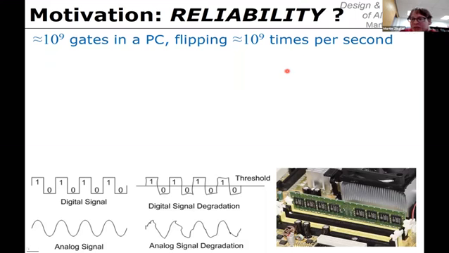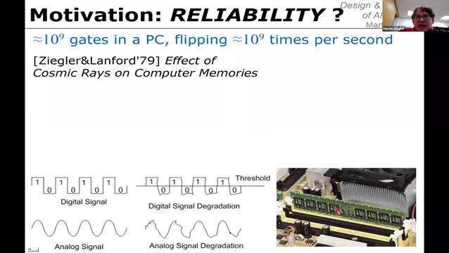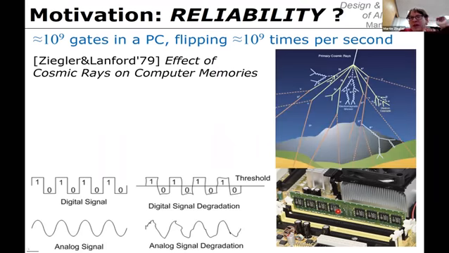So here you see such a picture of a computer mainboard with for instance, the memory chips here, right? And already in 1979, Ziegler and Lanford, not related, have observed that cosmic rays can have an effect on such computer memories. Namely, cosmic rays are very powerful particles, and these particles can flip the charge of 1 bit. So it can flip a 0 bit to a 1 bit, or 1 bit to a 0 bit in such a memory.